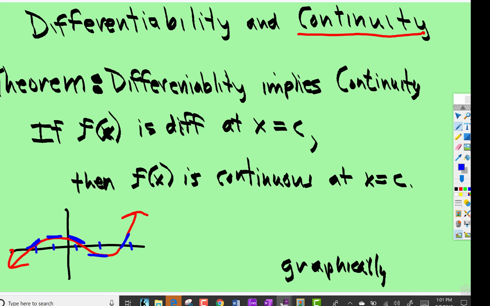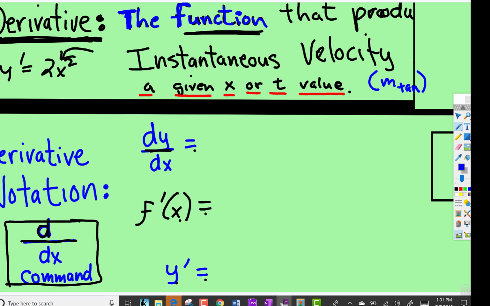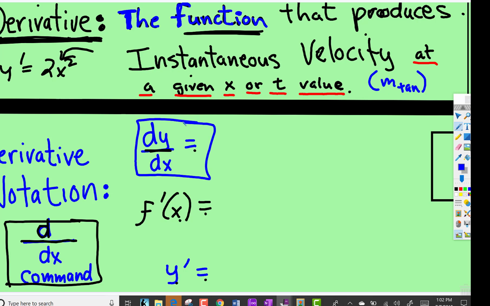All right. So what have we learned in this video? The derivative is a function that produces instantaneous velocity at a given x value, and there's the important notation to know. And by the way, if you're not using that notation in a college course or even a high school course, you should be losing a lot of points, because this notation tells the reader what the heck you're talking about.